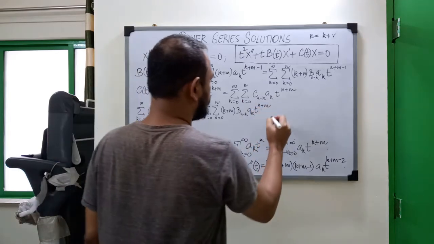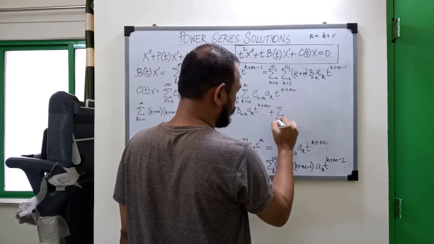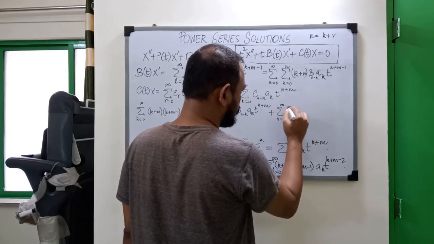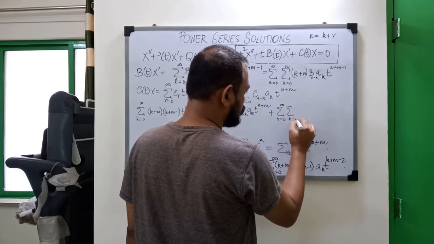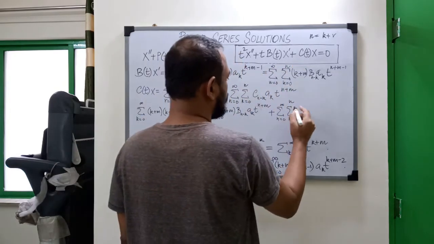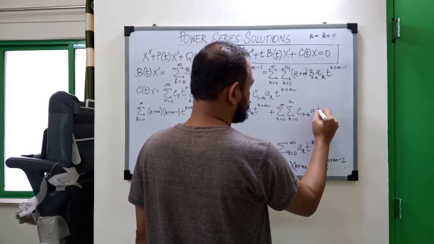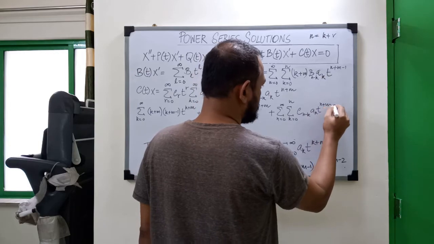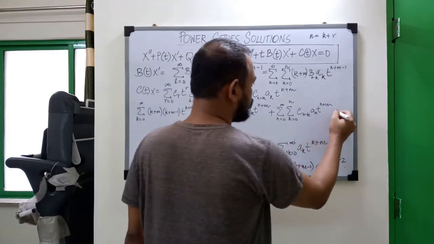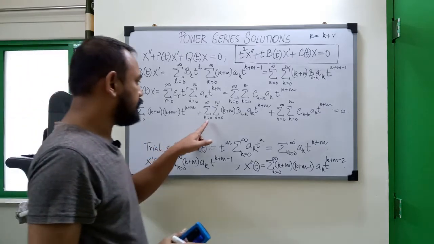And then for the last one, you just write this one what it is. Sum over n from 0 to infinity, k from 0 to n. This is the c(x)... you get c_{n-k} a_k t^{n+m}. That's what you get, and you have the 0 on the right hand side.